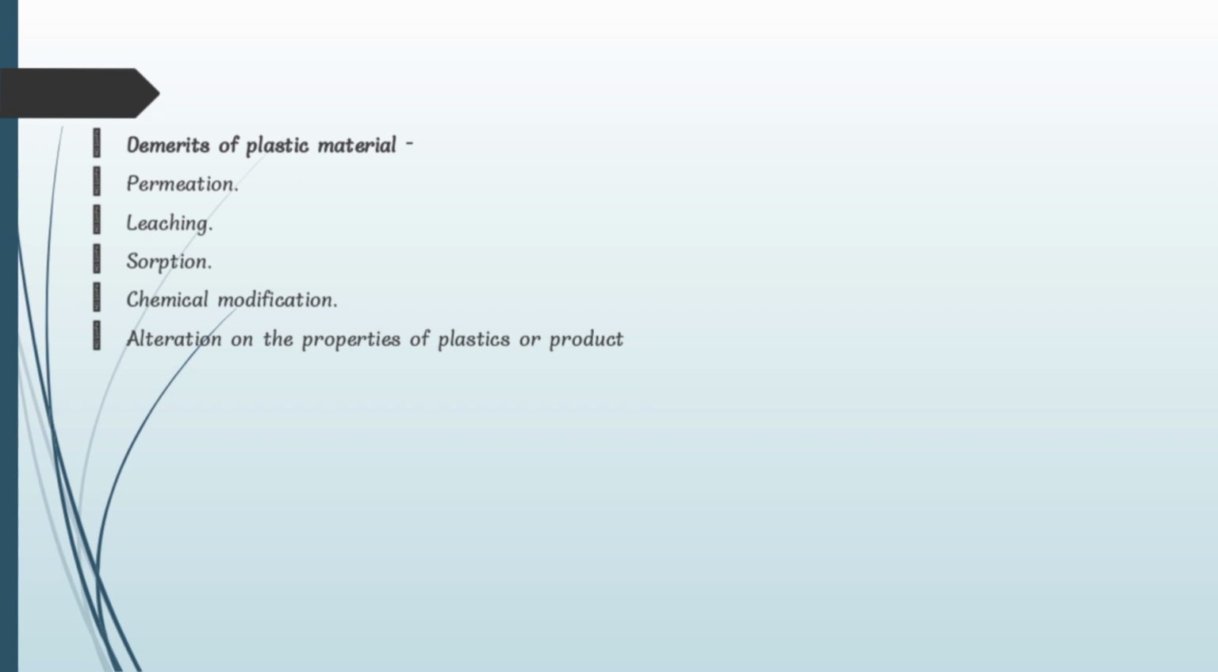Then leaching is nothing but some plastic materials leaching into the formulations. Sorption means that plastic material will absorb some of the factors, moisture from the outside area to the inside of the containers. Chemical modifications: alteration of the properties of plastic or products.